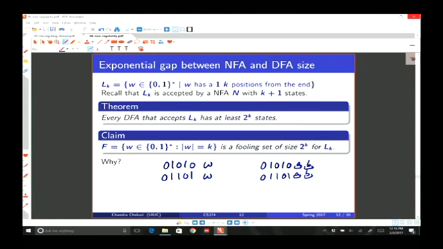It can be epsilon too. For example, if it is 1 0 0 0 0 and 0 1 0 1 0, epsilon is a distinguishing suffix. So W could be epsilon. Yeah, W could be epsilon.